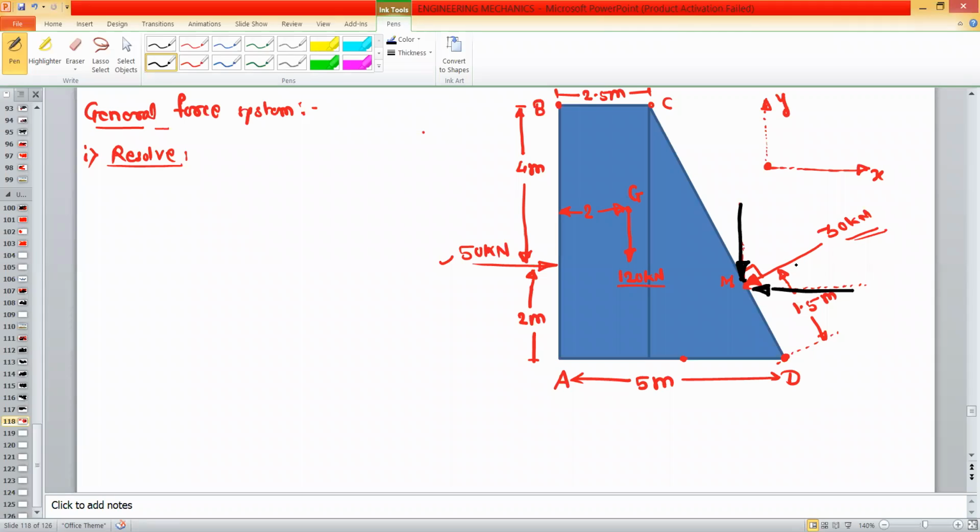Okay, but for 30 kilonewton, this angle is not available with respect to either x-axis or the y-axis. So this 90-degree angle, so this angle, it is not with respect to x-axis or y-axis. It is with respect to this inclined line CD. Okay. So first we have to find out the angle of this 30 kilonewton with respect to x-axis or y-axis. So just extend this line, that is called the line of action.